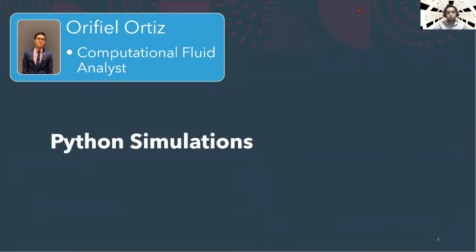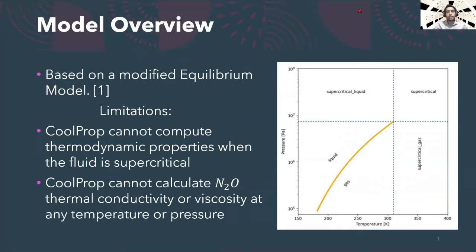Thank you, Amy. I will be presenting the Python model that I developed with the help of our advisor, Dr. Jeffrey Santner. The code is based on an adapted equilibrium model which uses CoolProp to find fluid properties. CoolProp is an open source fluid thermodynamic and transfer property registry. However, for nitrous oxide, it is limited to properties found between the triple and critical points. A solution to the issue will be discussed later on.